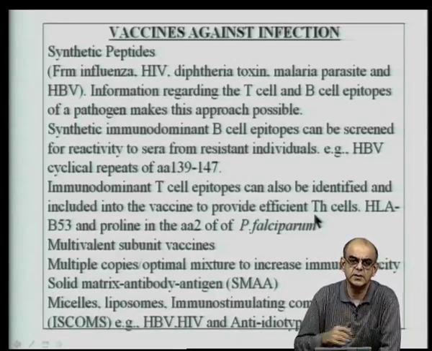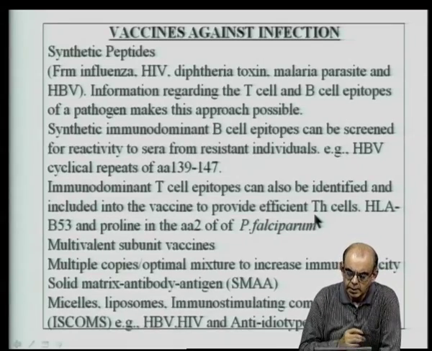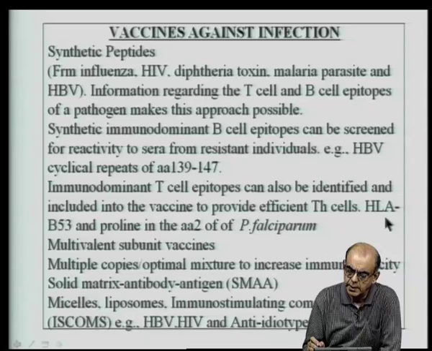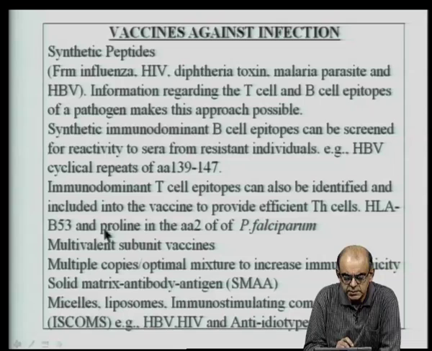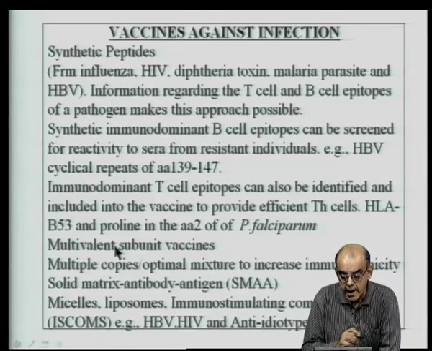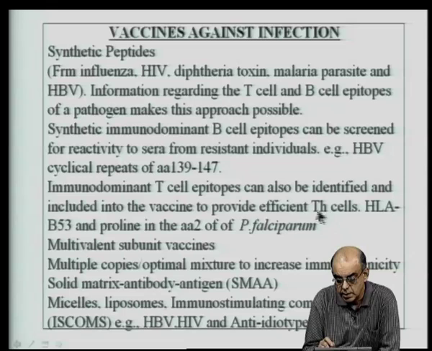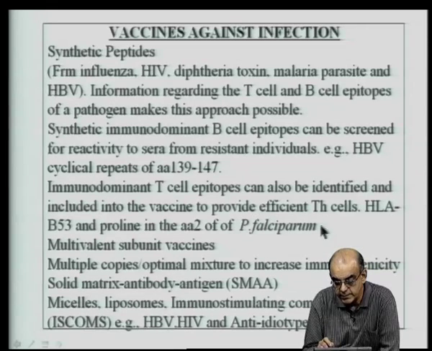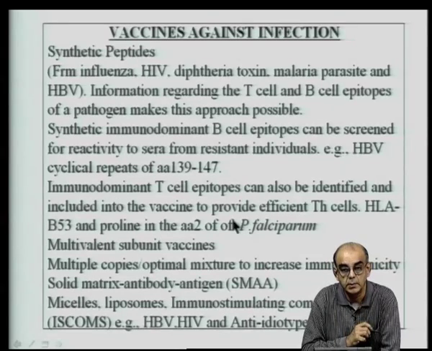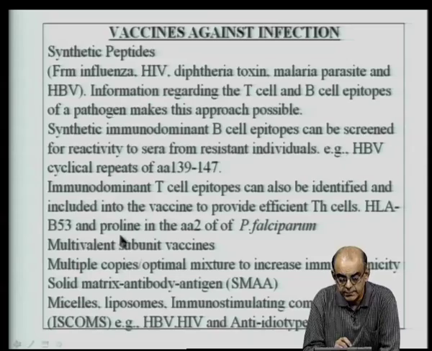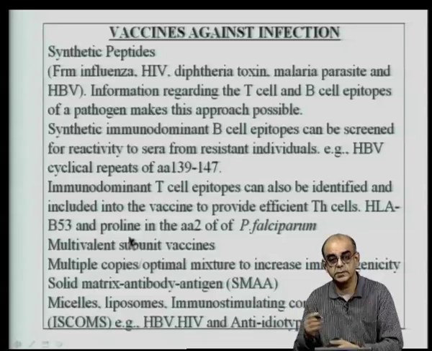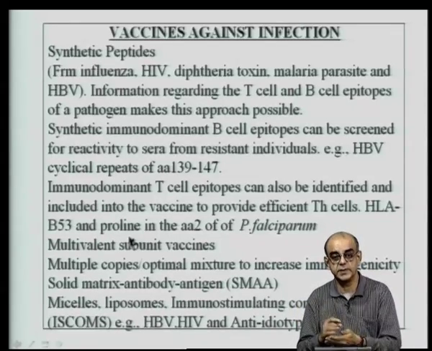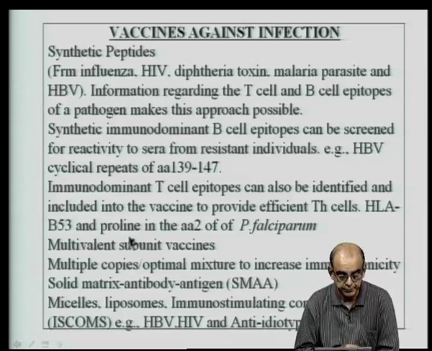This is in fact called a reverse immunogenetics approach. Some of these efforts have been useful in the case of the HLA-B53 allele, which always had a proline in the second position. And this was useful against Plasmodium falciparum, because the peptide came from the Plasmodium falciparum organism. So, they used this particular peptide from the plasmodium, which had proline in the second position, to vaccinate against the stage of the parasite that infects the liver, the hepatic stage.